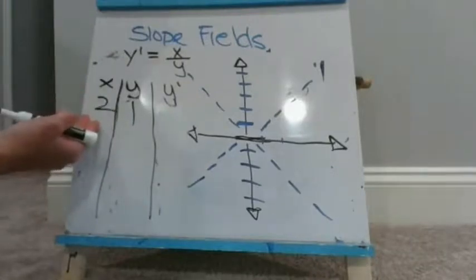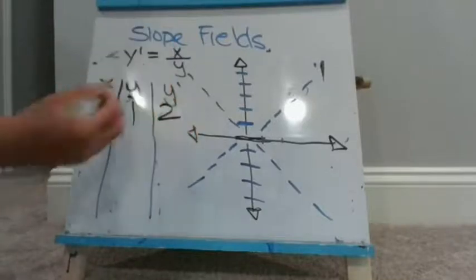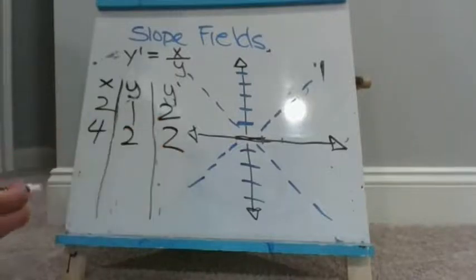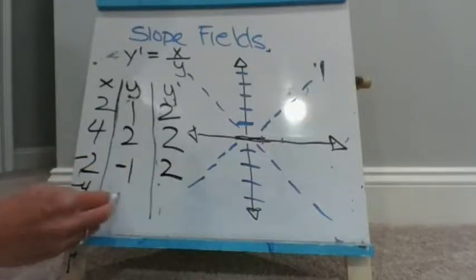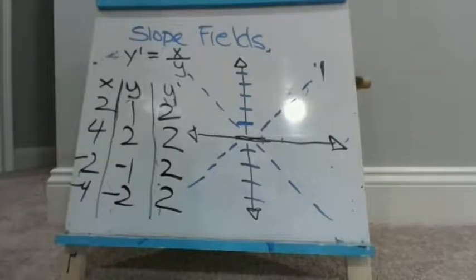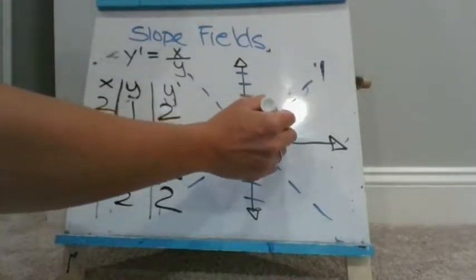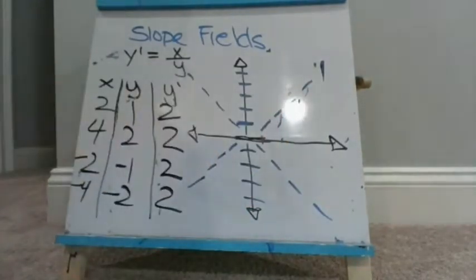So say I found 2 and 1. So 2 and 1 gives me a slope of 2, because 2 over 1. And what else gives me 2? 4 over 2 is 2. What else could give me 2? How about -2 over -1? That gives me 2. How about -4 over -2? That gives me 2 as well. And then I could fill in my slope field for those points. So 2, 1 has a steeper slope, and then 4, 2 has a steeper slope, and so on. And then you would just keep using these points to fill in as many marks as possible on the slope field.